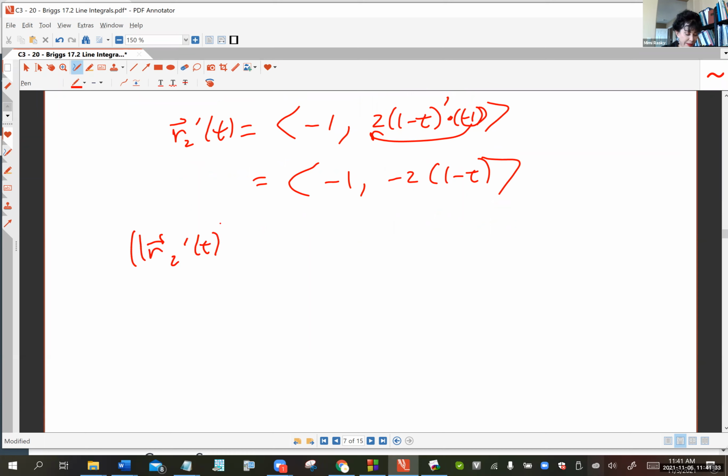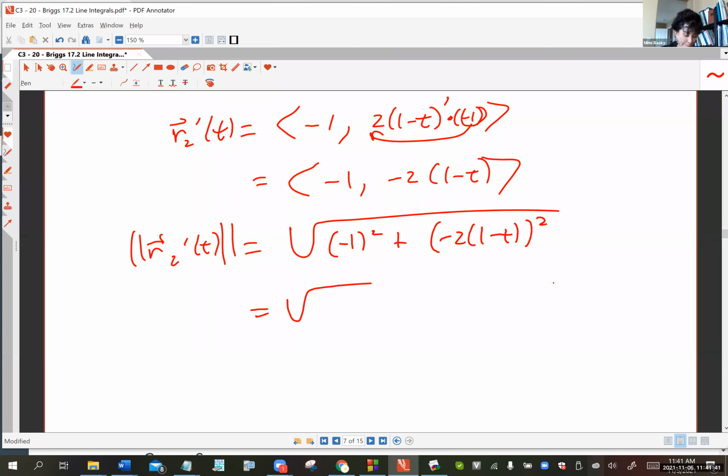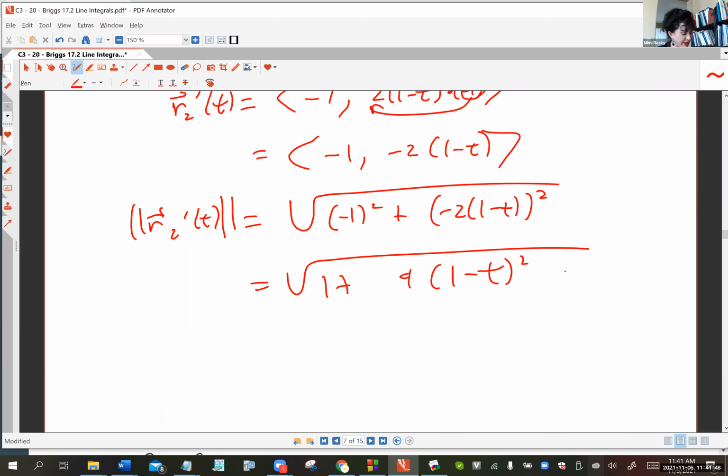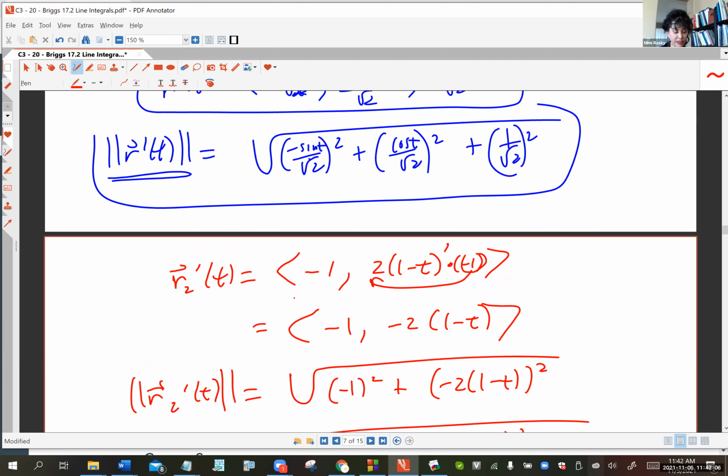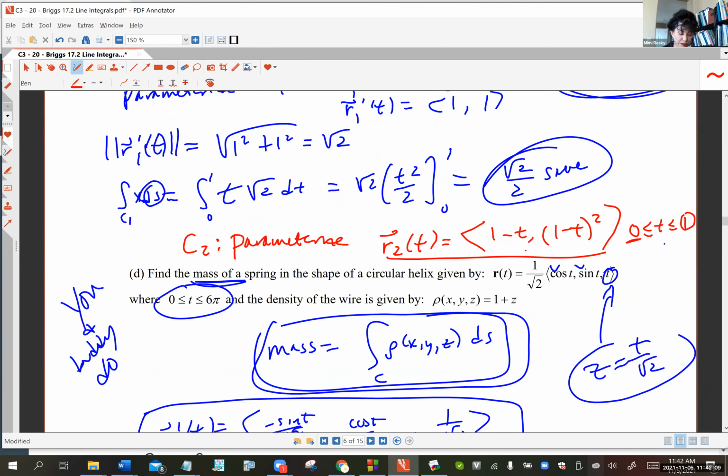When I get the magnitude of this derivative, I get this mess. Don't try to FOIL it out or anything. Leave it. I know it looks disgusting. Just go with it. So now this x ds over the curve, we're doing this over C2, with time going from 0 to 1. The x gets replaced with 1 minus t because that's the x component from our vector valued function.